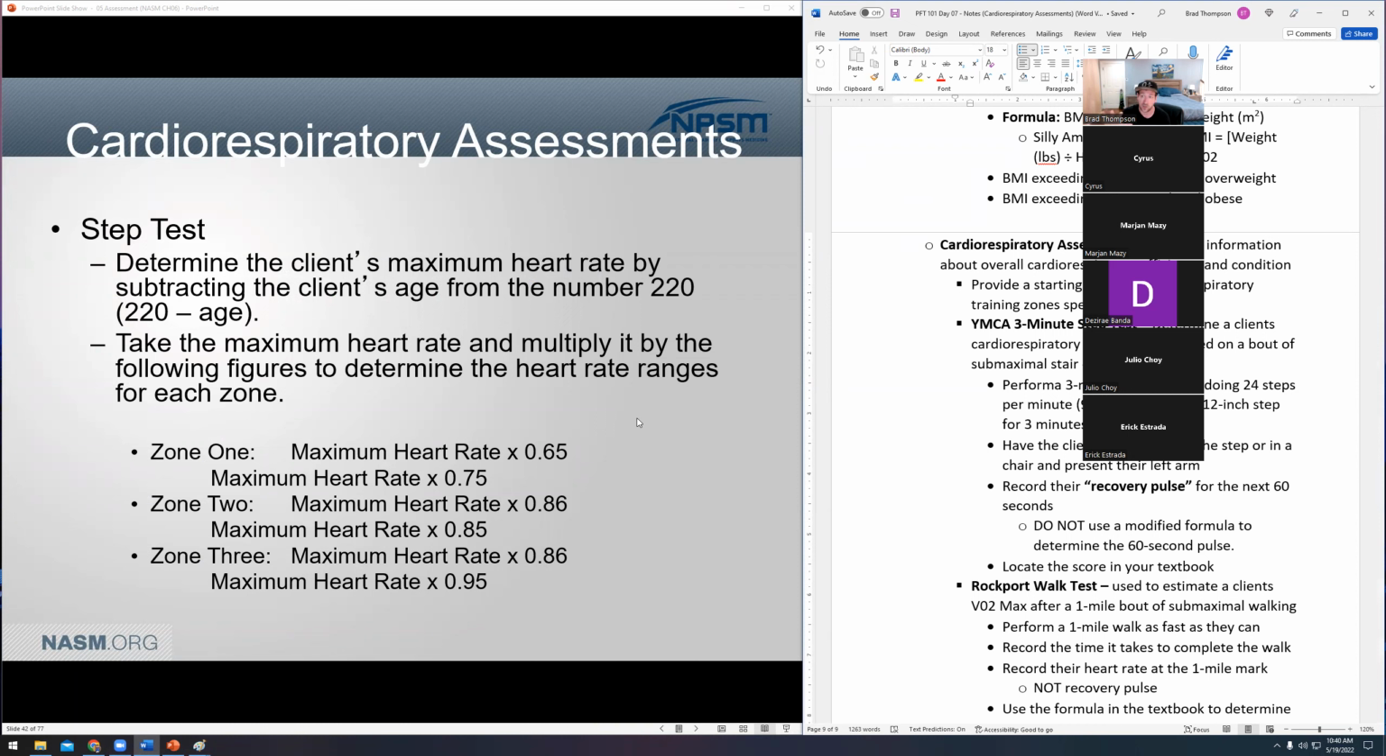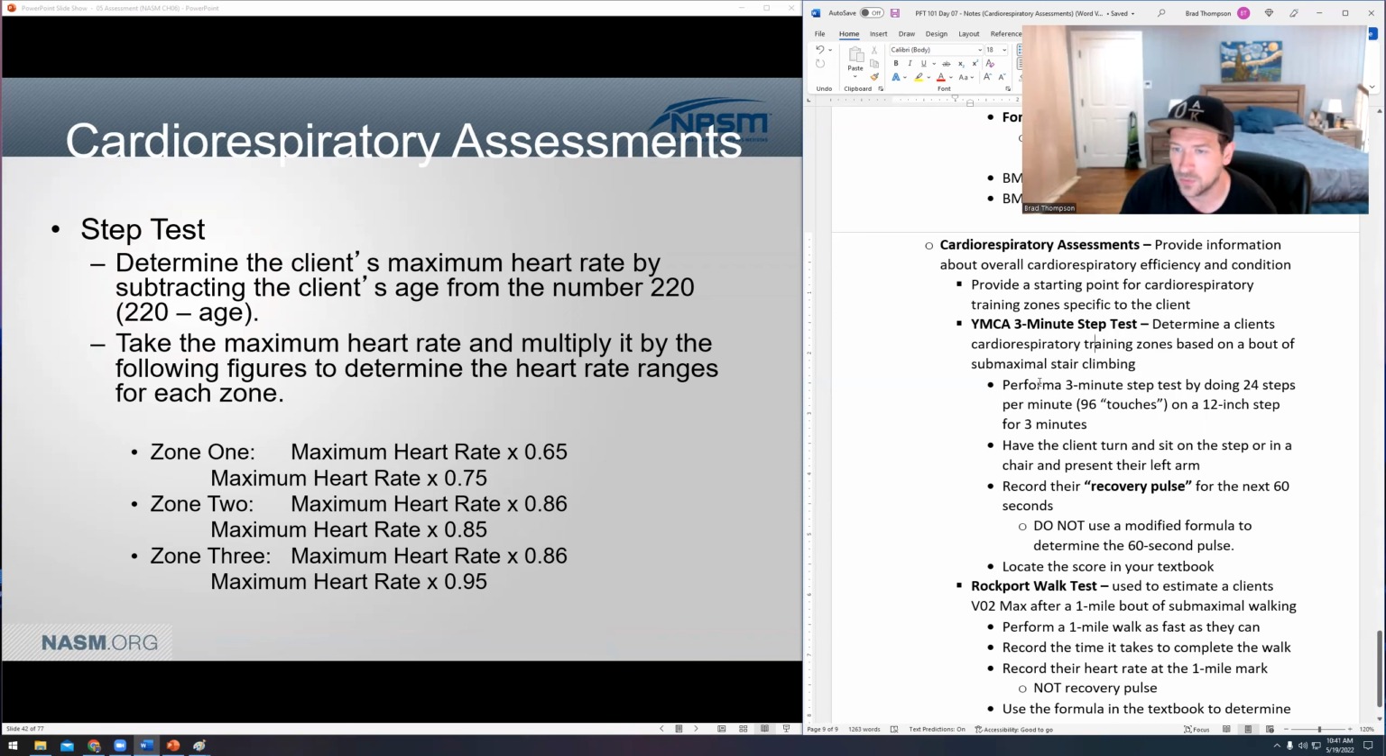You can normally do that during a workout. You can normally do that during a resting heart rate. That's fine. But this test is about how their heart rate recovers over 1 minute. So again, if I'm trying to measure how well my client performs, it's going to determine, and this is the definition, their target zone based on a bout of 3 minute stair climbing. 3 minutes, 24 steps per minute, that's 96 touches. That's why the metronome's 96. 12-inch step, 3 minutes in length. When you're done, have them sit, take their recovery pulse over 60 seconds.